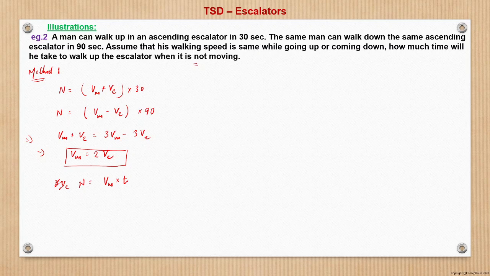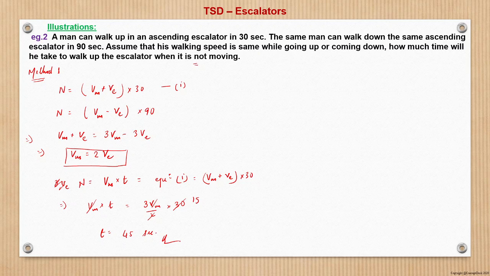Let's suppose he is walking on a stationary escalator, and that should be equal to the first equation, equation 1, which is Vm plus Ve into 30. From here we can say that Vm into t equals, with Ve being Vm by 2, 3 Vm by 2 into 30. So Vm gets cancelled out, and t is nothing but 45 seconds. This is the answer to this question.